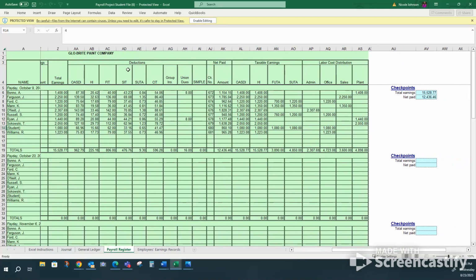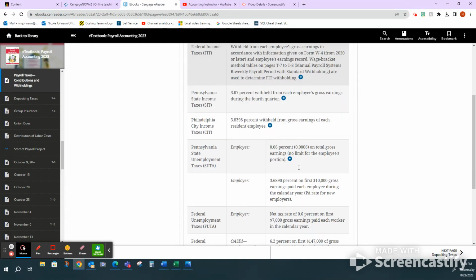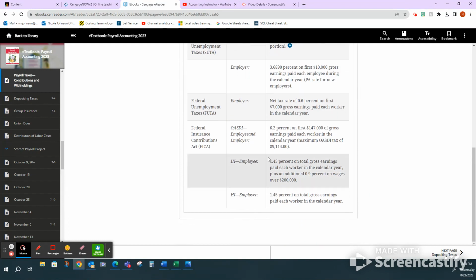Next up, we're going to look at the deductions. The first deduction is OASDI. Now, figure 7.3 in your book will give us the OASDI rate. Right here, 6.2% on the first $147,000 of gross earnings paid to each worker in the calendar year.